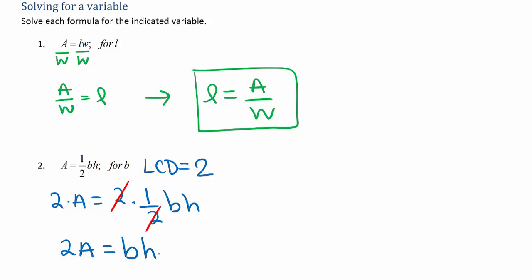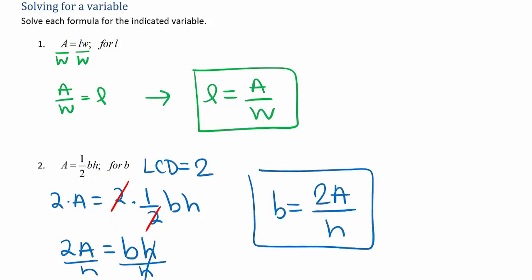Now we're solving for b, so I have to get rid of the h. It's being multiplied, so I'm going to divide both sides by h. And that's it. I'm done with the problem. I'll rewrite my answer. B is 2a divided by h. So the steps are the exact same. I think the nice thing is, since you don't have numbers, you don't have to deal with doing any arithmetic.